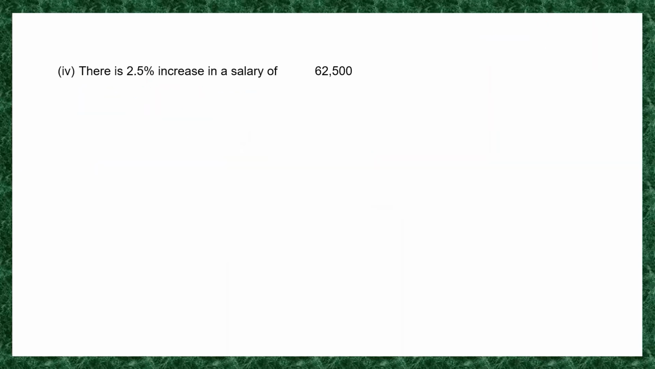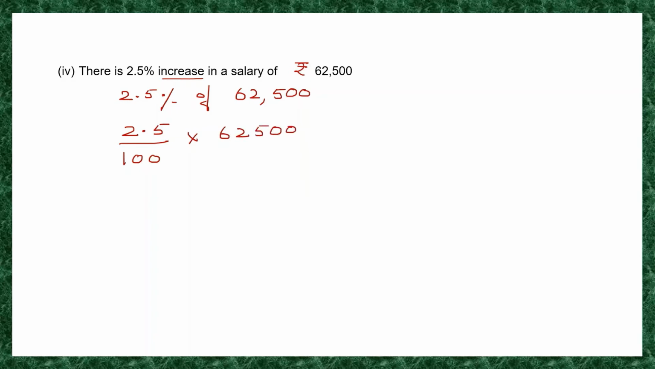Question 4. There is a 2.5% increase in a salary of rupees 62,500. So 2.5% of 62,500 is what we need to find out. And once we find that out, we have to add it because it says increase. So 2.5% will be 2.5 by 100 of, is into, 62,500. Let's cancel. I'll cancel 2 zeros there and 2 zeros here.